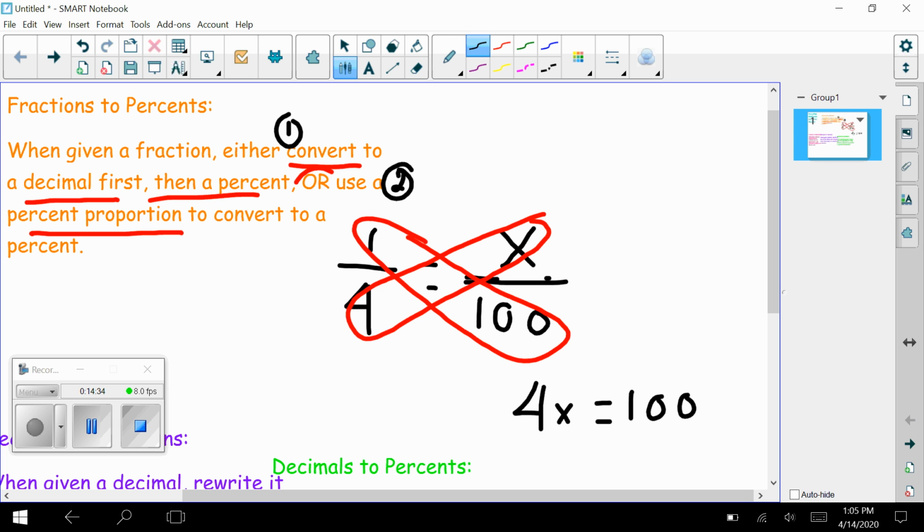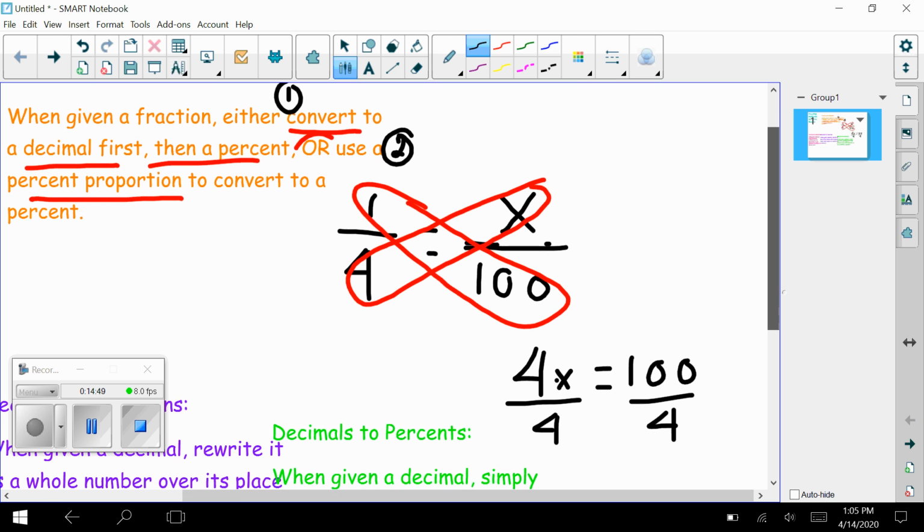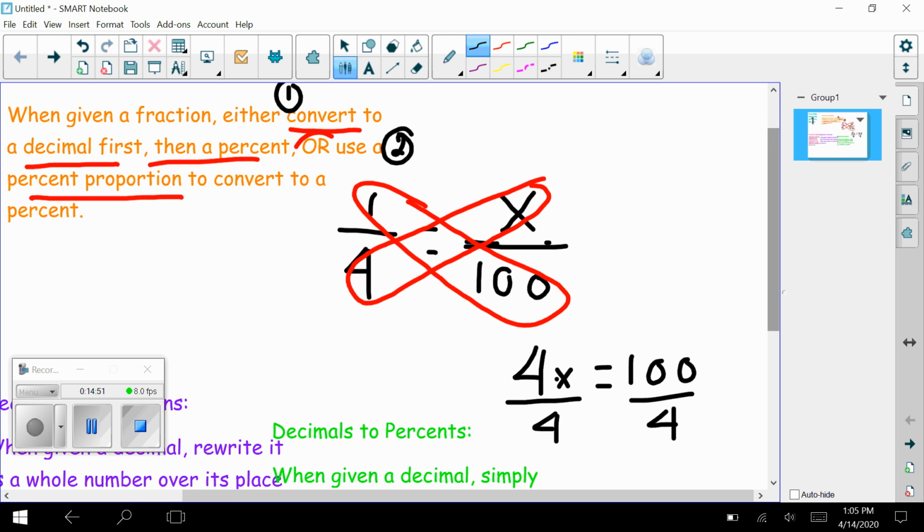Now we have a one-step equation to solve. So we see multiplication right here. That means we're going to divide. And whatever we do to one side, we do it to another, because we know that an equation is just like a balance beam, right? If we do something to one side and not the other, our balance is going to fall. So we always keep that balance.